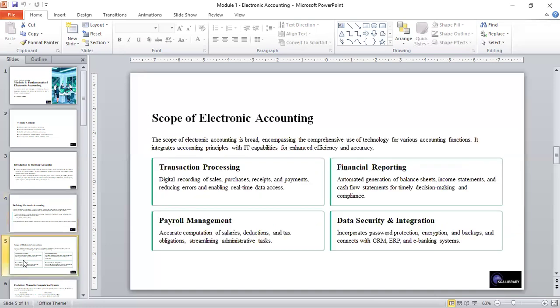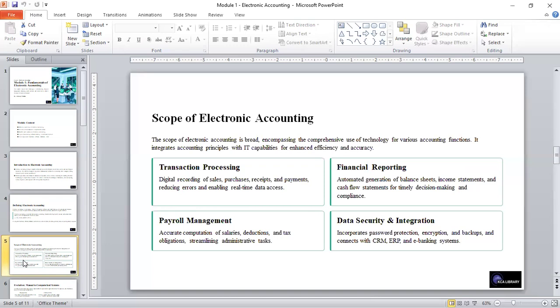As per the scope of electronic accounting, the scope is actually broad, and it encompasses the comprehensive use of technology for various accounting functions, and it integrates accounting principles with IT capabilities for enhanced efficiency and accuracy. And when we talk about the scope, the first we'll be talking about is the transaction processing. And this deals with the digital recording of sales, purchases, receipts, and payments. And by this, it actually brings about a reduction in errors and enables real-time data access.